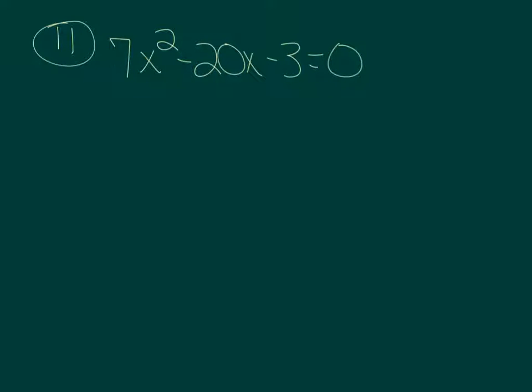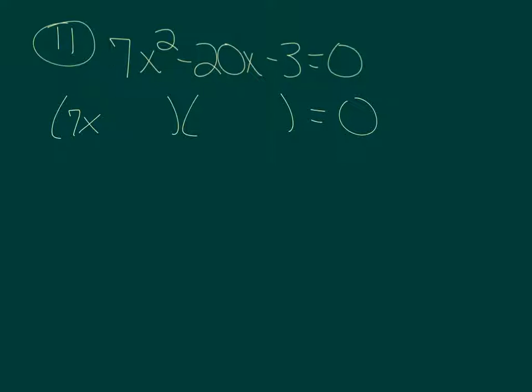Number 11 also says to solve by the method of your choice. Again, quadratic formula would work here. I'm going to see if this factors. What I notice is that I've got a 7 and 3. Those are prime, so that would be easy to factor. And I also know that 7 times 3 is 21, which is pretty close to 20, so I'm thinking I can factor this and not have to go through the quadratic formula. So I'm going to try to factor.